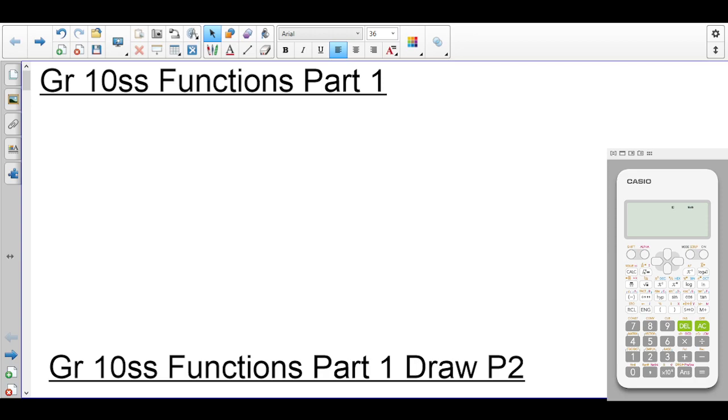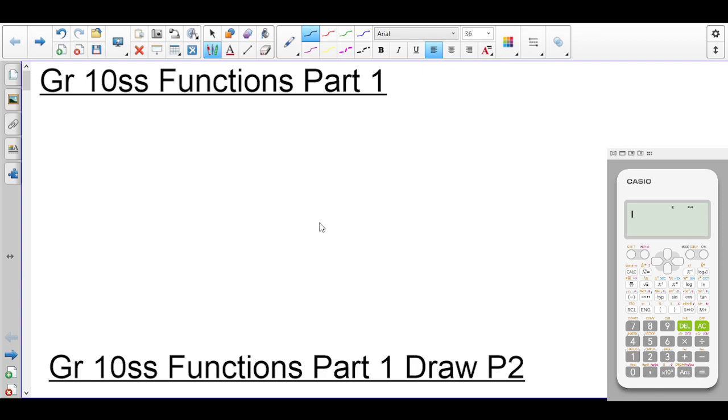So today we're looking at functions. We're still drawing the graphs, correct? We have done the parabola in our previous lesson, not so? And we've done the interpretation of those graphs as well. Now we're looking at the hyperbola graph.